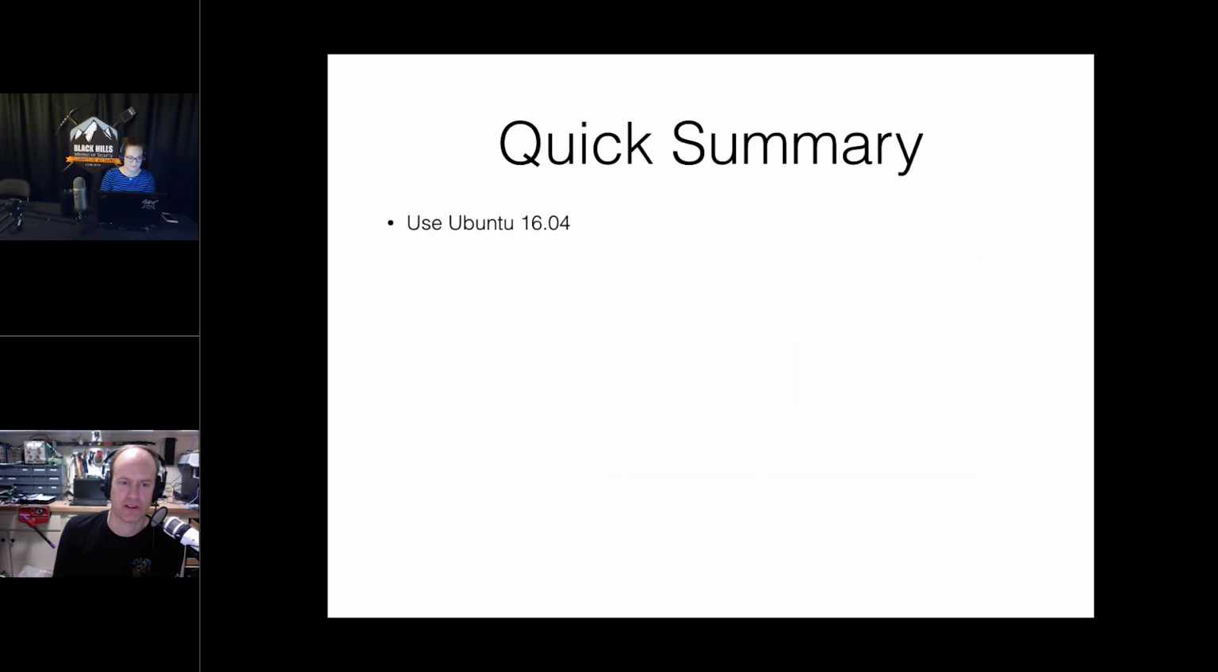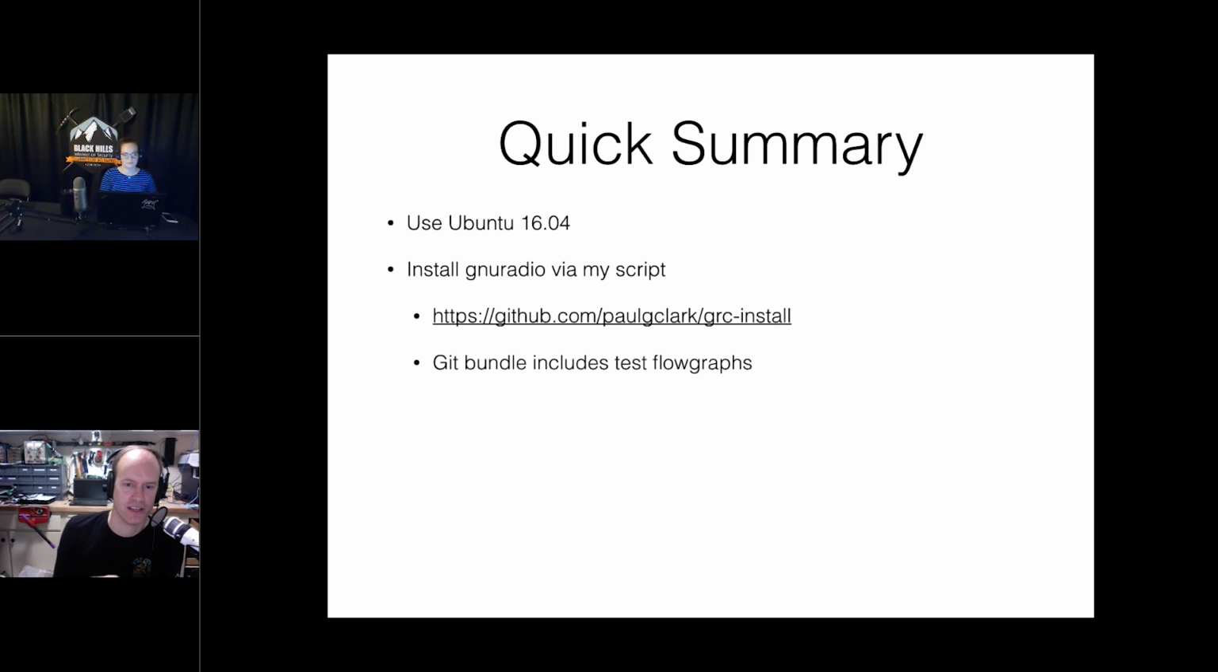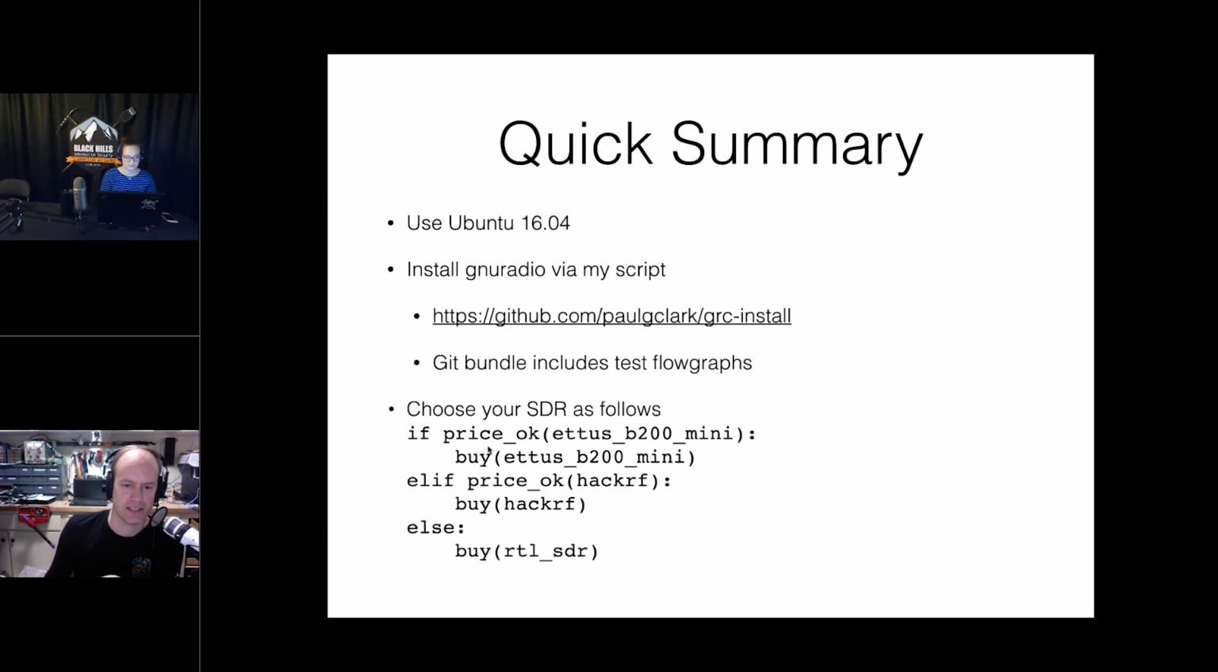So the quick summary here: use Ubuntu 16.04 for now. My recommendation is just go ahead and grab my GitHub install script and use that, and you can get that at the link there. Go ahead and play with the Git bundle flow graphs. There are different flow graphs for each of the major SDRs, the Lime, Ettus, and HackRF, they all have some flow graphs that you can just use out of the box there. And then this little Python script will tell you which SDR you should buy. Basically, if you can afford the Ettus, get that. If you can't, but you can afford the HackRF, get that. Otherwise, buy the RTL-SDR.